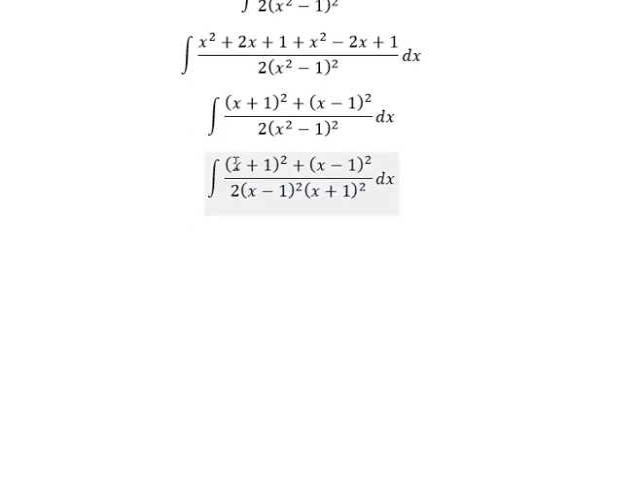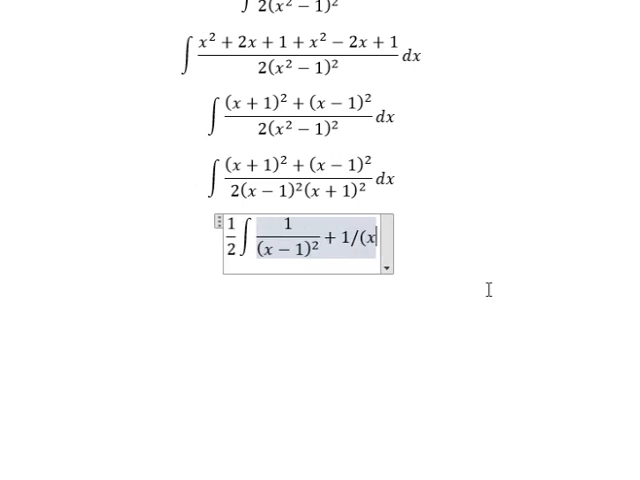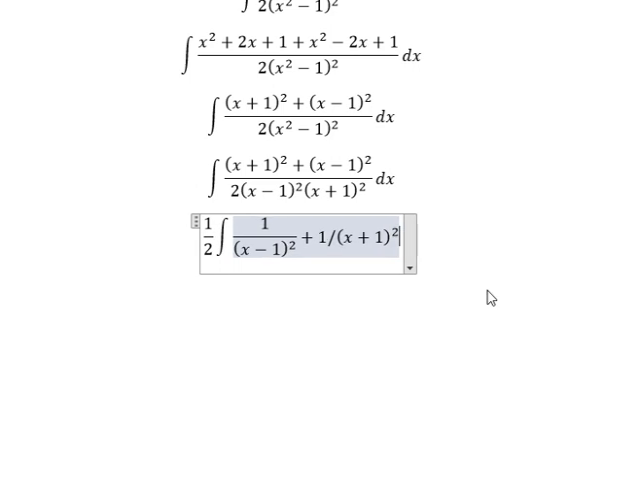So now we divide this one with this one, and you will get about 1 over 2. So you get about 1 over (x minus 1) squared and 1 over (x plus 1) squared, and you get about dx.